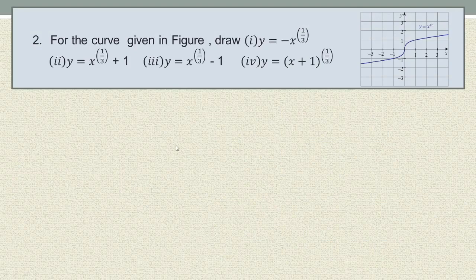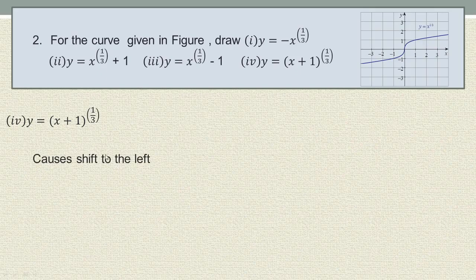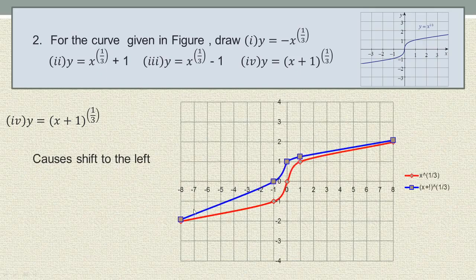And then the fourth subdivision, you are having y is equal to x plus 1 the whole power 1 by 3. Here plus 1 is inside the function, so it causes shift to the left side. The curve will be shifting to the left side.